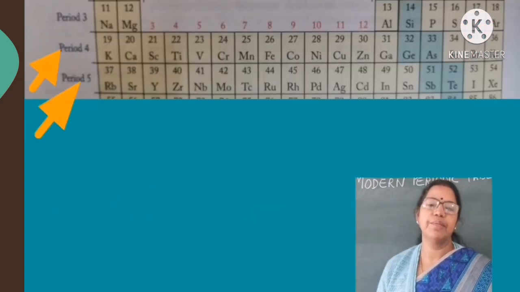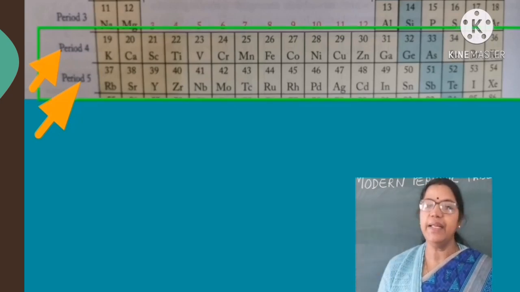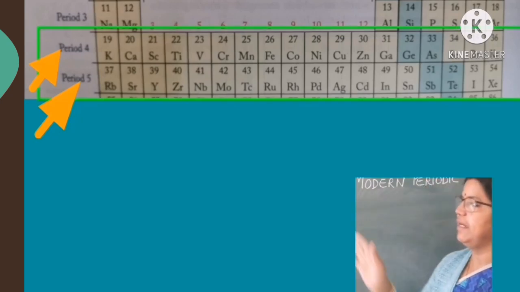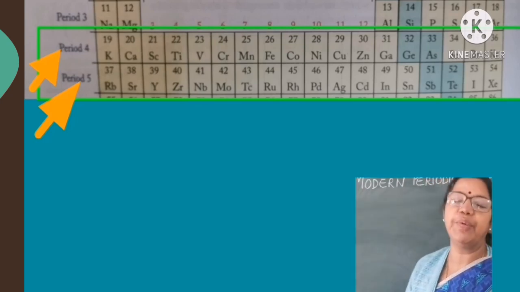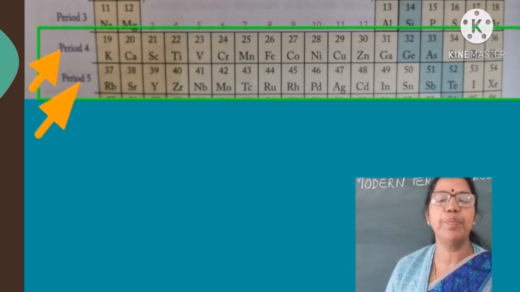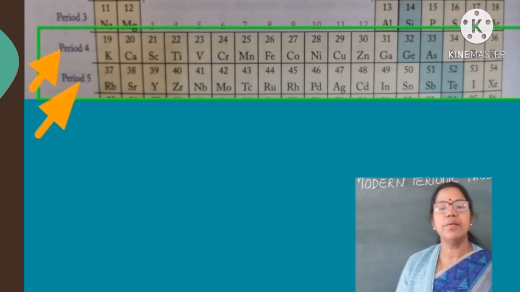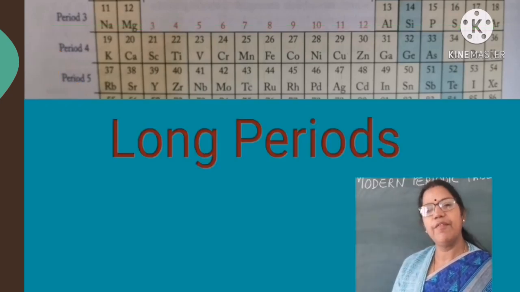Fourth and fifth. In these 2 periods, there are 18 elements. That means all the 18 vertical columns or 18 groups are completely filled with elements, and these two periods are known as long periods of the periodic table.